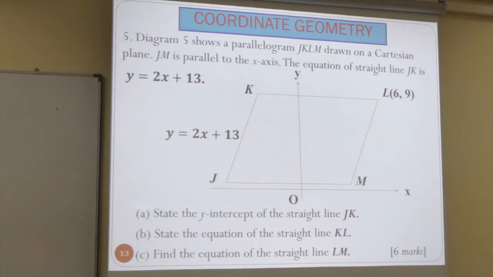Okay, number 5. Diagram 5 shows a parallelogram. Got it? J, K, L, M, drawn on a Cartesian plane. So JM is parallel to the x-axis, and the equation of straight line JK is given. So therefore, if the equation is given, this line belongs to JK.